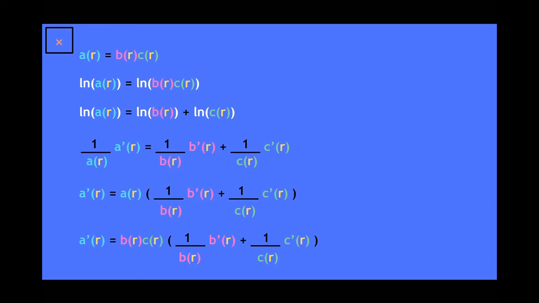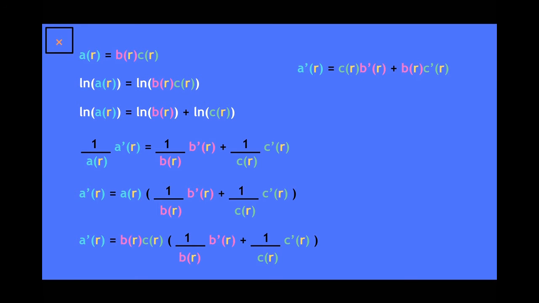From here, let's distribute our b of r times c of r term to the insides of our parentheses. So we'll have the b of r's canceling on the left term to leave us with c of r times b prime of r, and the c of r's canceling on the right term to have b of r times c prime of r. Now, we could stop here and just have that a prime of r is equal to c of r times b prime of r plus b of r times c prime of r.